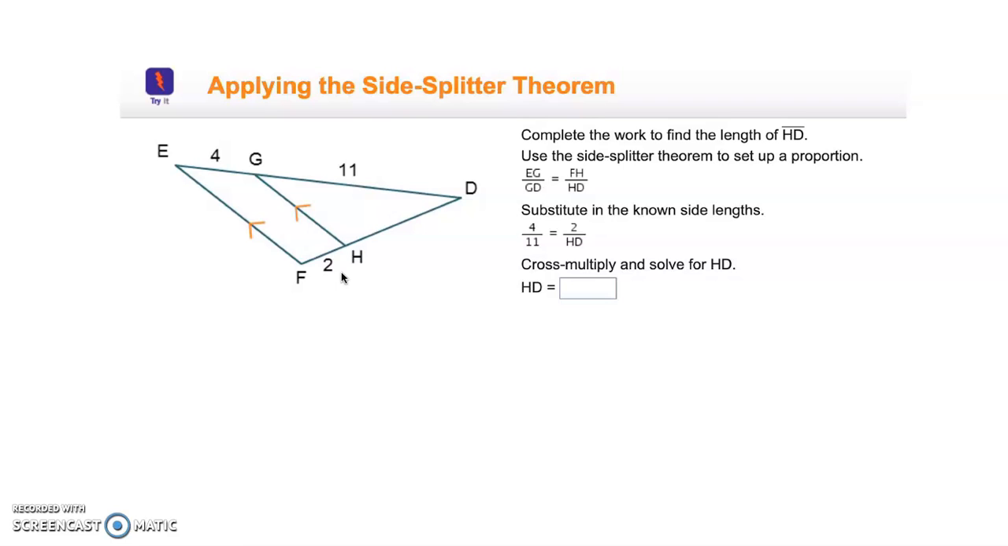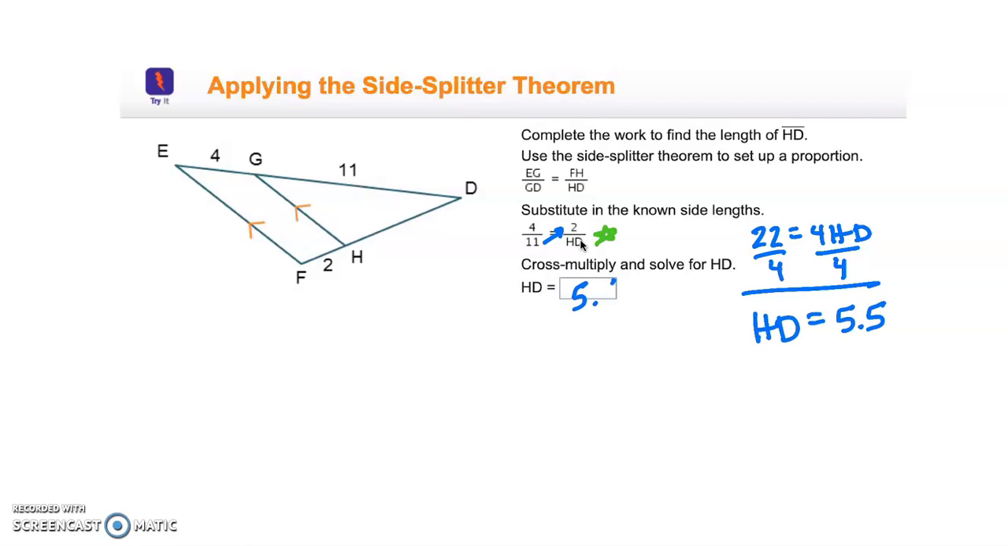And the way this helps us is it can help us solve proportions when we're given sides like this. In this case we have two lines that are parallel, and this one cuts the triangle at two points, G and H, and we have 4, 11, 2, and we want to know what HD is. It's set up as the proportion 4 over 11 equals 2 over HD. To solve that, all we have to do is cross multiply. So 22 is equal to 4 HD, divide by 4. So we get HD is equal to 5.5.